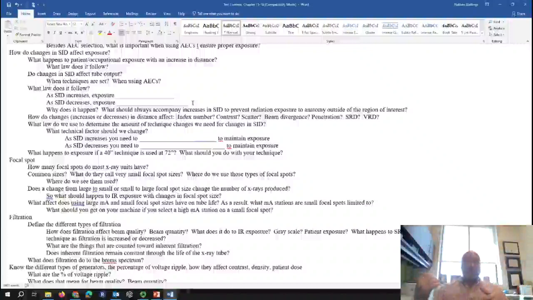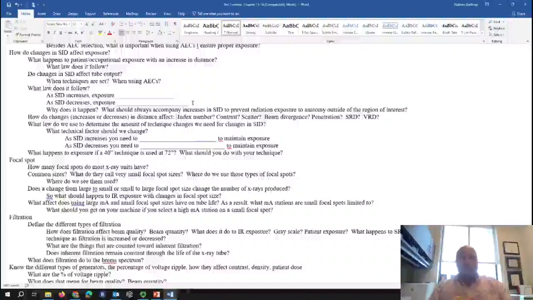I'm going to change our penetration. If we increase our SID, it will increase our sharpness of recorded detail. It's going to have no effect on our visibility of recorded detail. So those changes occur because of the inverse square law. We use the direct square law for technique changes when we have changes in SID.